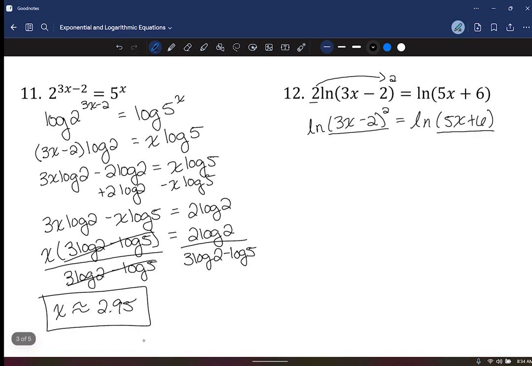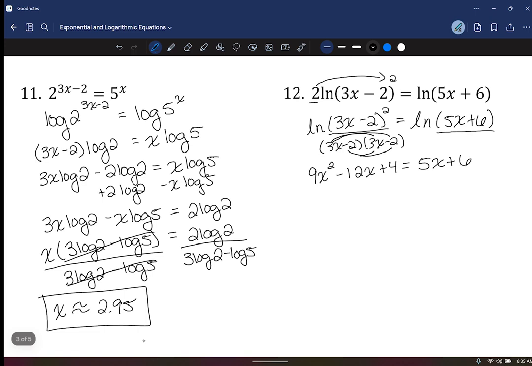So I have (3x minus 2) squared. Remember, that's 3x minus 2 times 3x minus 2. So you have 3x times 3x, that's 9x squared. Then you have negative 6x and negative 6x. That's going to give you negative 12x. And negative 2 times negative 2 is positive 4, equals 5x plus 6.